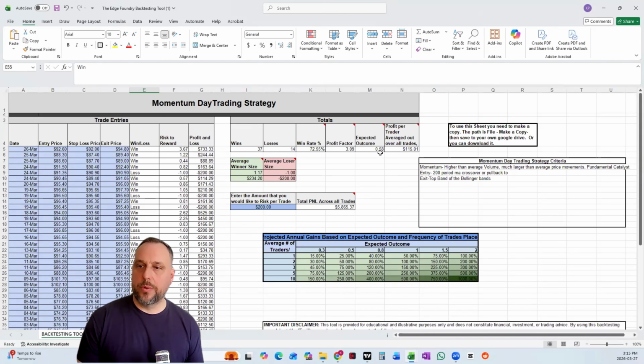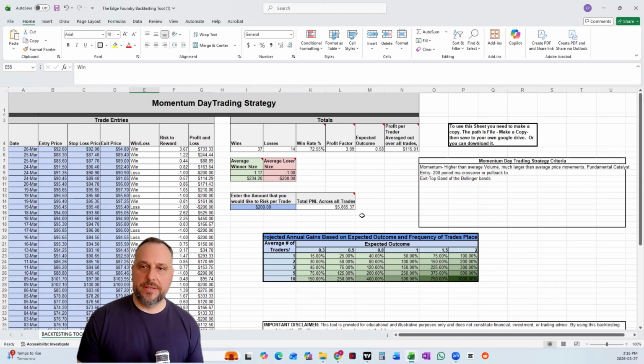Expected outcome is 0.58, which we've talked about before. For institutions, this is really quite good. But for retail traders, we probably want to try and find a bit more profitable strategy. We're really not winning a whole lot more than we're losing.